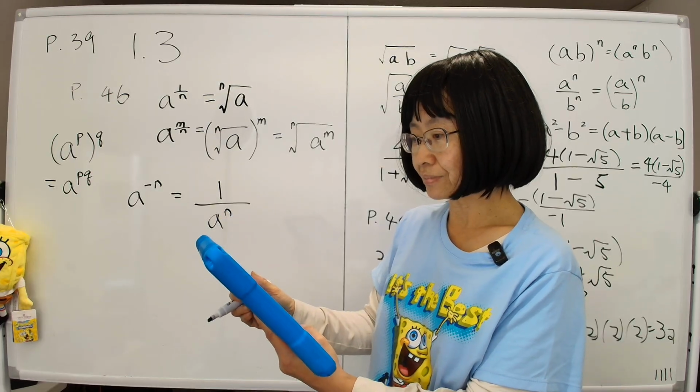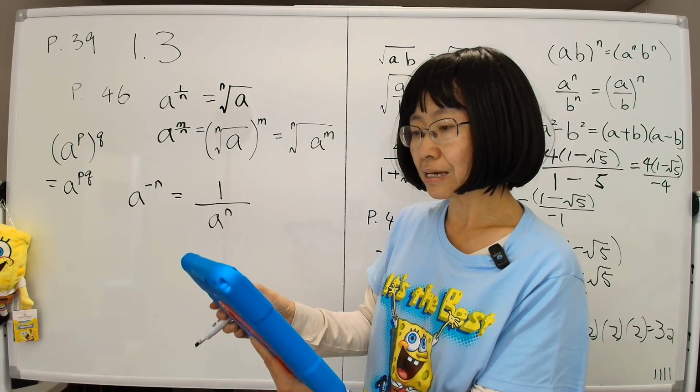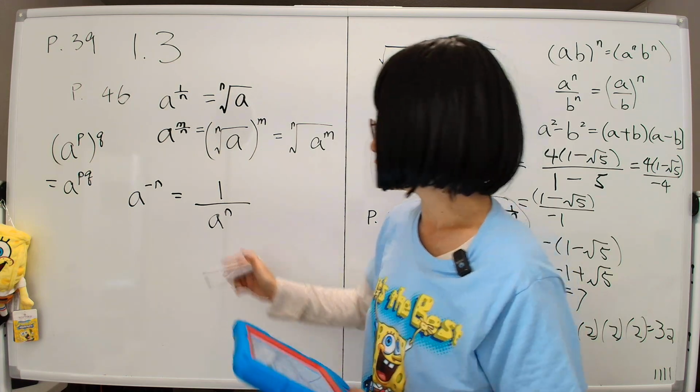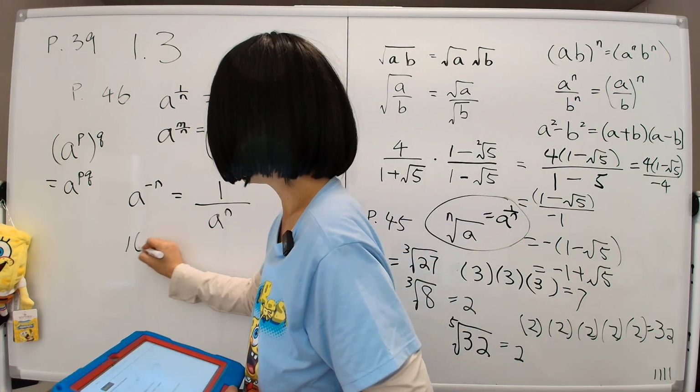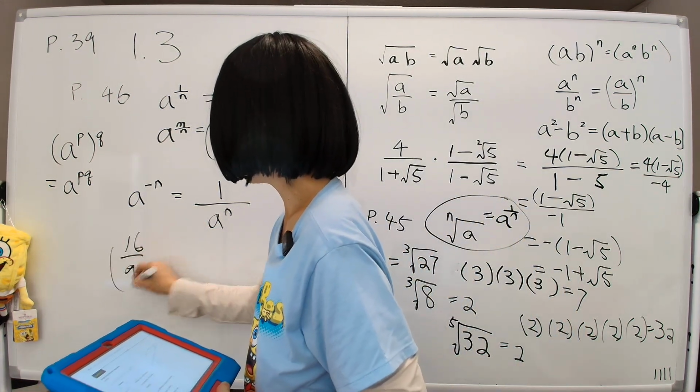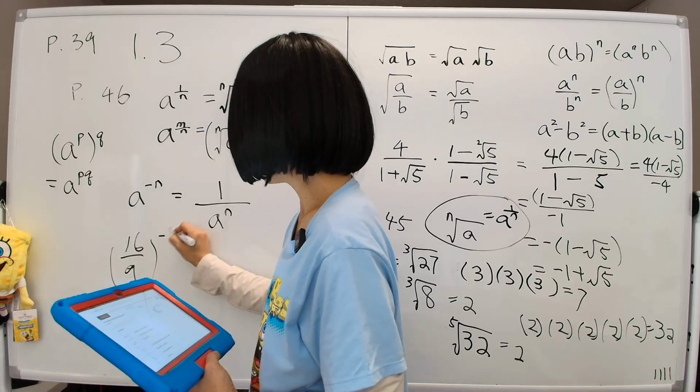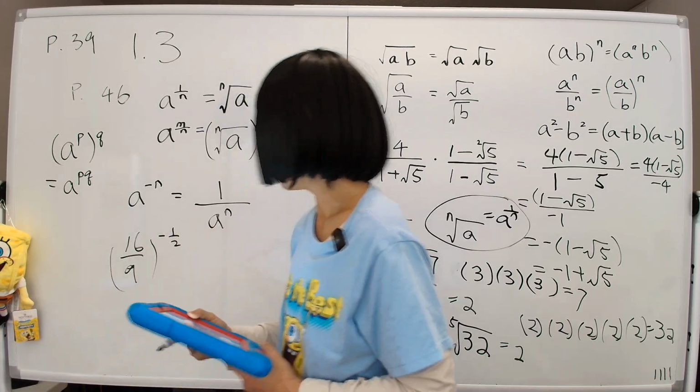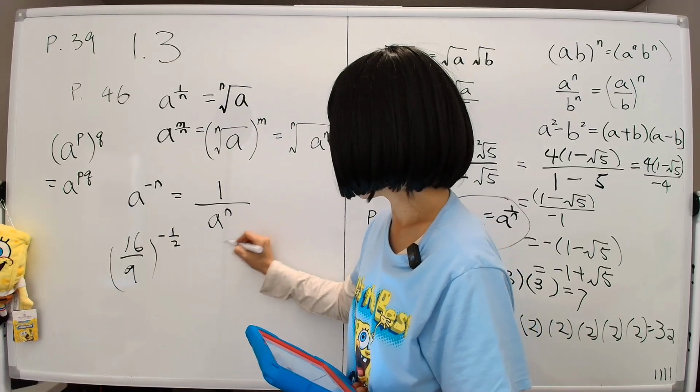So then let's look at example 13 part B, where you're supposed to calculate 16 over 9 to the power of minus 1/2. And how are we going to do that? We are going to do it like this.